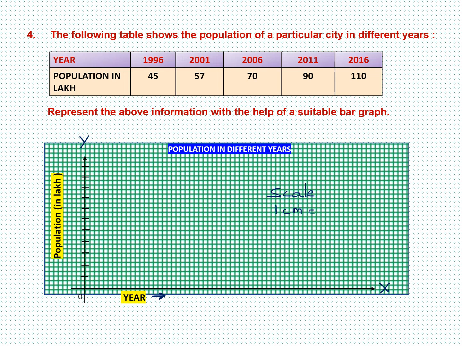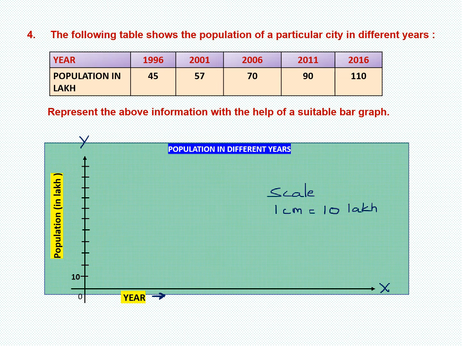Now here look for the highest number. So we have 45, 57, 70, 80 and 110. So the highest number is 110. That means our y-axis should show 110. So how can we take the scale? If we count in fives, we will not have enough space. If we count in tens, we might be able to reach. So let's try counting in tens. That means 1 centimeter is equal to 10 lakh. That is 10 lakh people. Population in lakh. This is what we're going to show. So 1 centimeter is going to be 10.